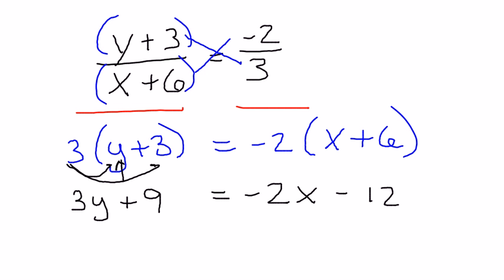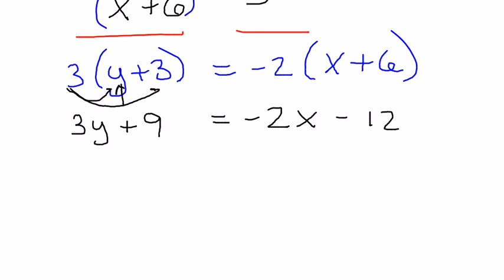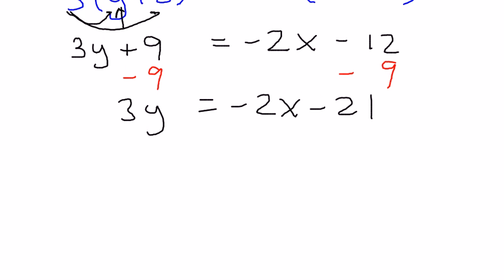And then from here, I'll collect the non-y terms on the right, so I'll take away 9 from both sides. Okay, so I get 3y equals negative 2x minus 21. And then lastly here, I would go ahead and divide by 3 and get the y term alone. And again, I can divide the entire quantity on the right by 3 and make one big fraction, or I could go through and divide each term by 3.